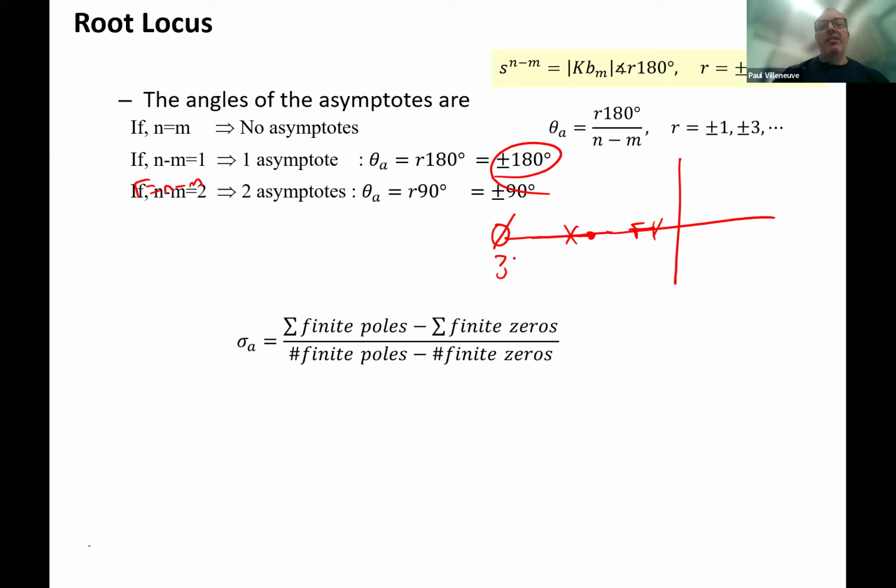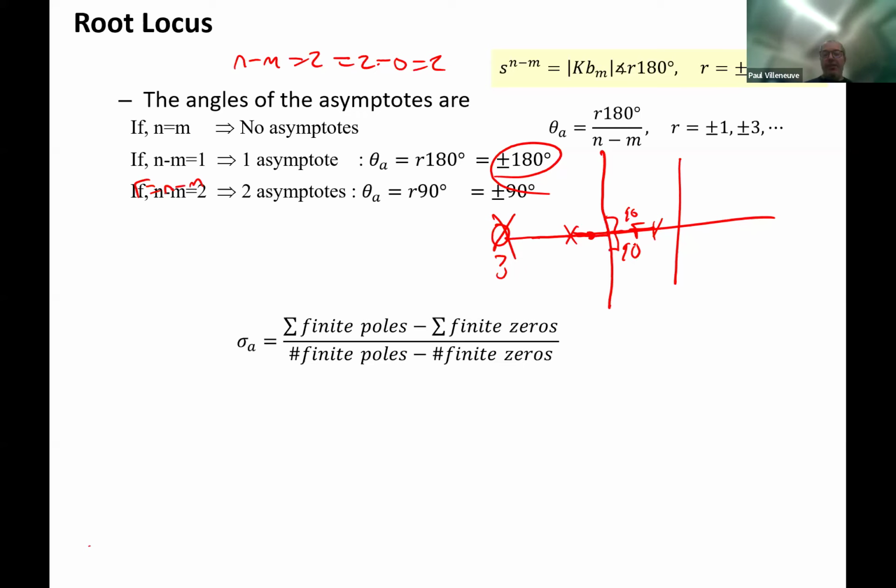I don't, because if I'm doing N minus M, which in this case has to be equal to 2, I have no finite zeros. So I'm not going to ever go back onto the real axis, am I? So in that case, my root locus goes in that direction. This angle is 90 degrees, plus or minus 90 degrees. So I'm just going up or down at 90 degrees.